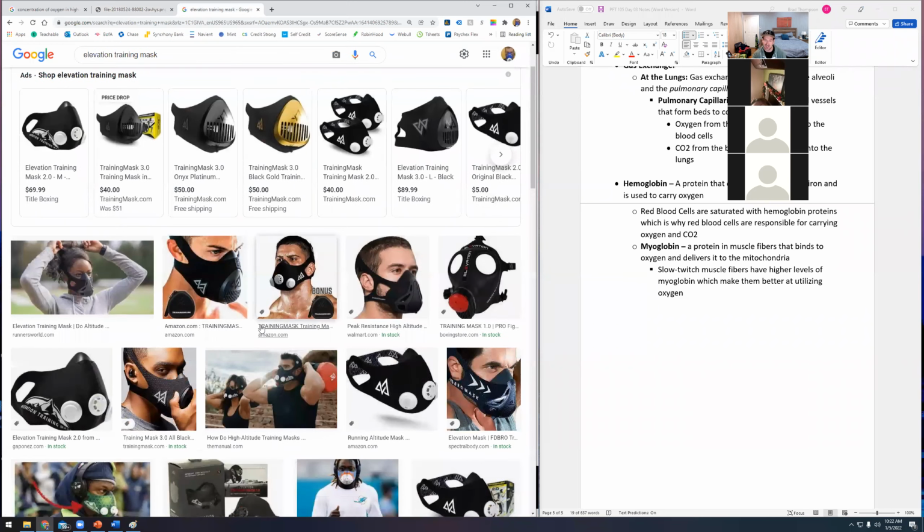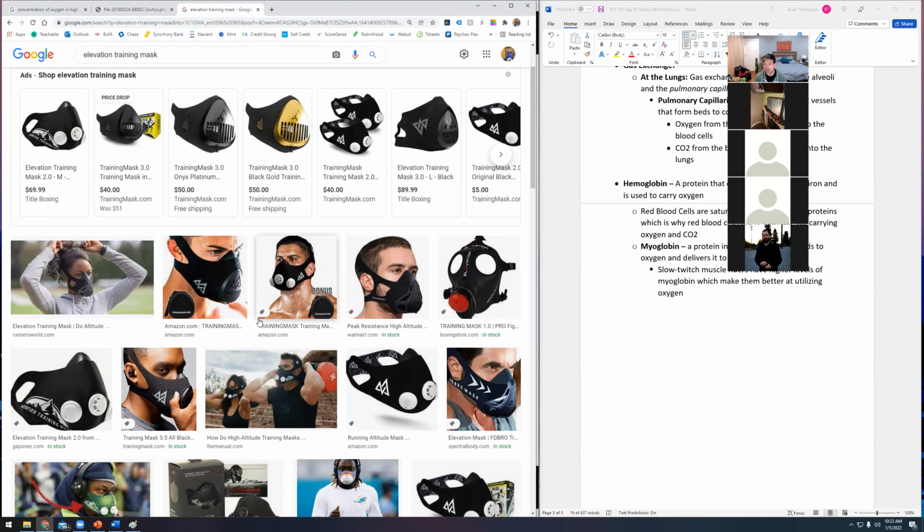Now, all these masks do is reduce the amount of oxygen coming in, but you're still at sea level. So the concentration of oxygen is the same. Unfortunately, biologically, your body does not make any more hemoglobin.